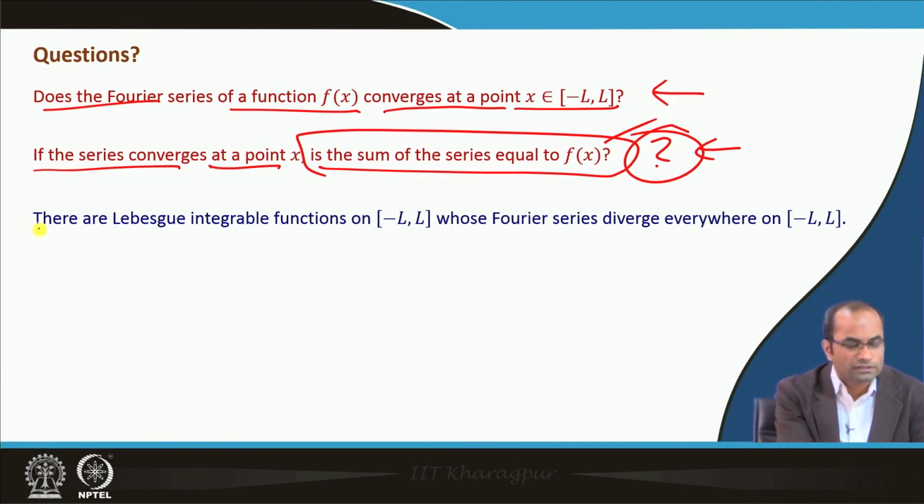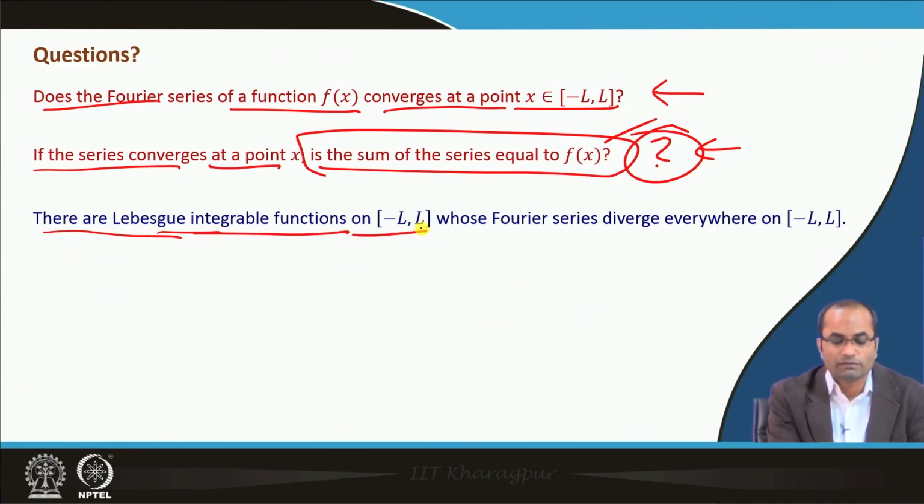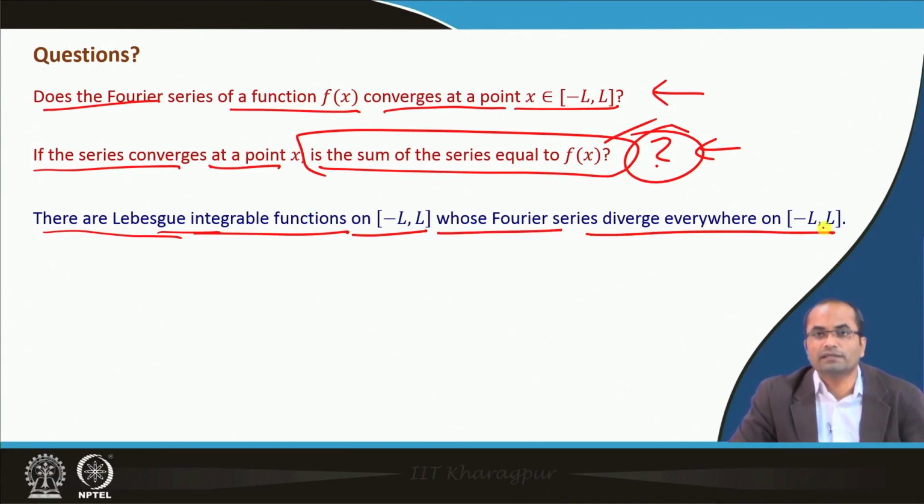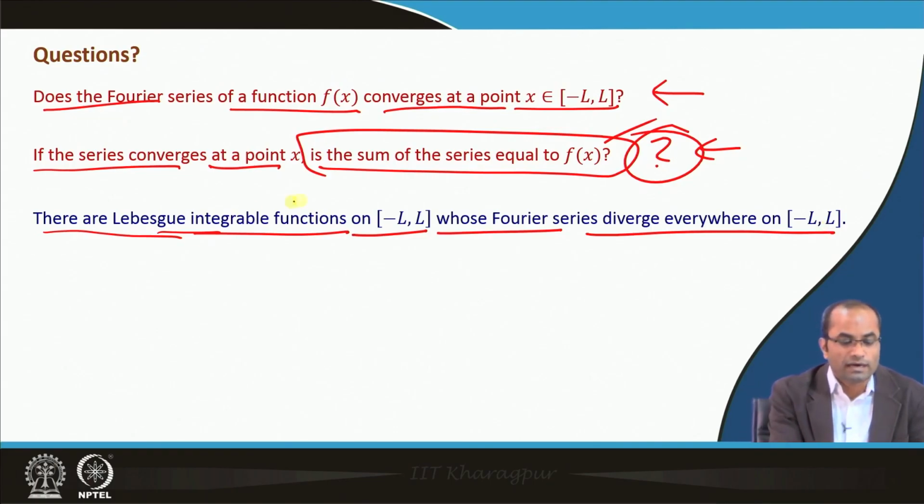First, just a remark: there are Lebesgue integrable functions on the interval minus L to L, and such functions exist in the literature, whose Fourier series diverges everywhere in the interval minus L to L. At any point we choose, the sum of the Fourier series diverges, it goes to infinity, and there are such examples.